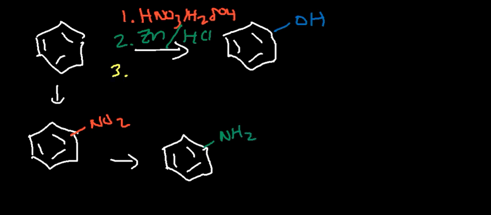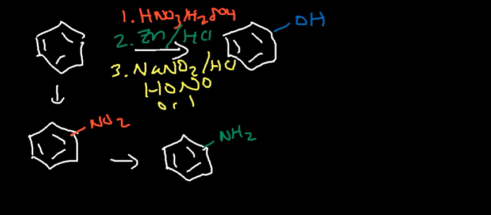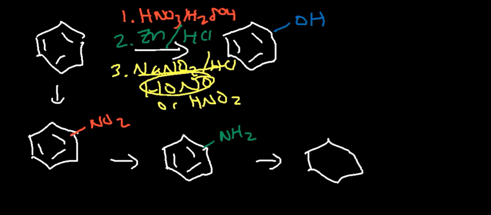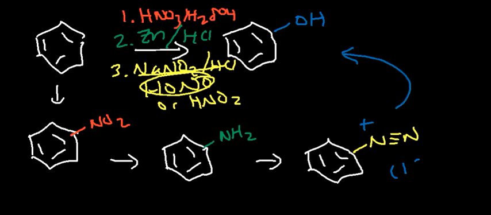Step 3 is to use sodium nitrite with HCl. Sometimes you may see this as HONO, or HNO2. This combination makes nitrous acid, and nitrous acid converts the amine into a diazonium salt, which looks like this. And this nitrogen has a plus charge. Now from here, we can make a lot of different products. But if you want to make phenol, simply add H3O+. This is a very good leaving group. It leaves as nitrogen gas.